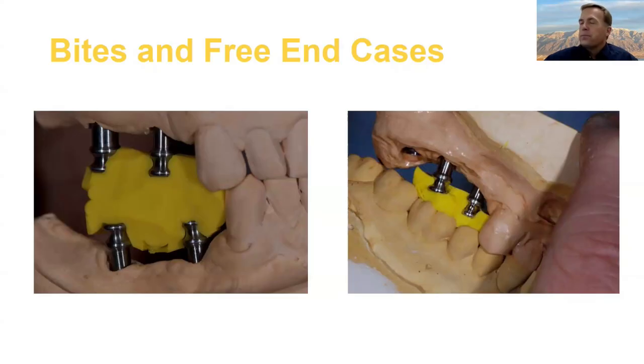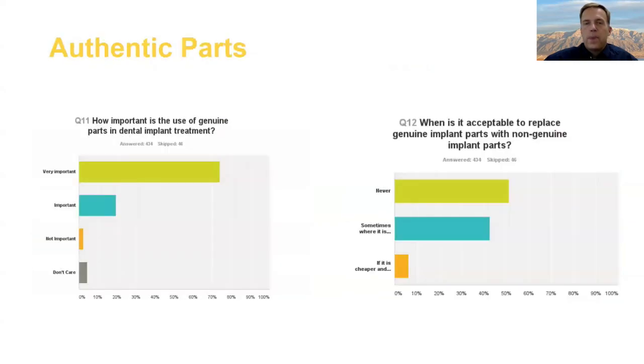Now, another solution to this is to take an IOS, because when you scan this, as you know, the software captures this registration perfectly as long as you scan both sides of the arch. So this is another example where an IOS makes life better for you. Now, you're not going to be doing implants too long before you run into authentic parts.